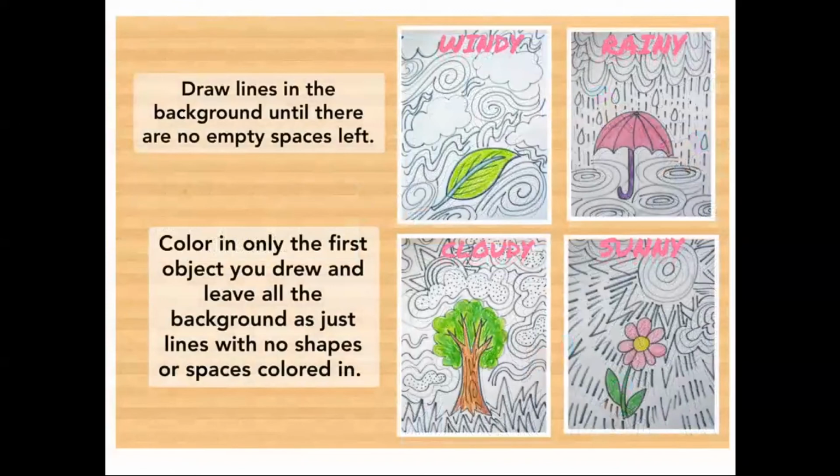Your last step is to color in that first object you drew, and only that object, making that black and white background stand out against your colorful object in the center. Here I tried to do my best job coloring. Inside the lines, no scribbles.